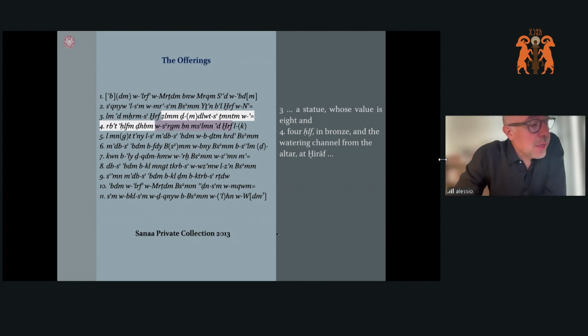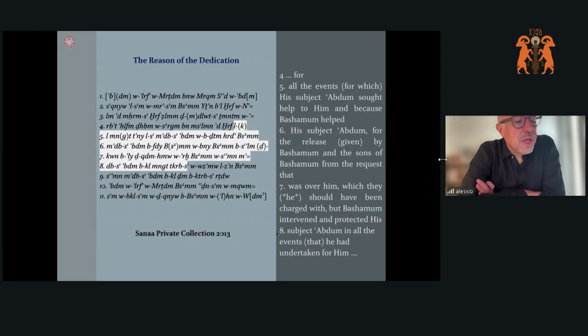The inscription then explains the circumstances that motivated this dedication, and the text becomes particularly rich in both linguistic and cultural information, and sometimes not very clear from a syntactic point of view. The dedication was made for all the events for which his subject Abdum sought help from the god. The term mangat, translated as events, frequently occurs in Middle Sabaic to indicate a general occurrence. The term is semantically neutral. Its connotation, whether positive or negative, is determined by the context.